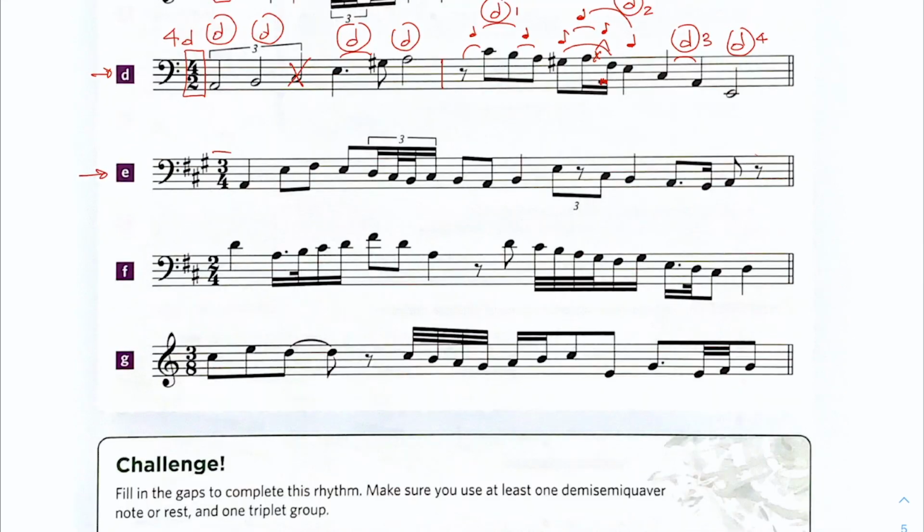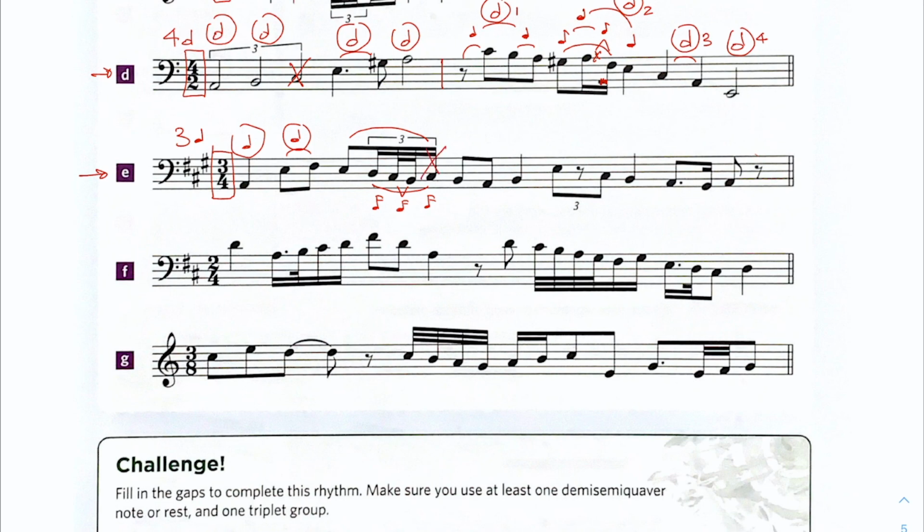Question E, 3-4 time, which means 3 crotchet beats in a bar. The first note is a crotchet, so that's the first crotchet. 2 quavers make 1 crotchet. Then we get to look at all these notes together because they are beamed together. There is a triplet here, so these are part of a triplet. Now, what do we have here in the triplet? This is a semiquaver. These 2 together actually make another semiquaver, and this one is also a semiquaver. So this is a triplet of 3 semiquavers.